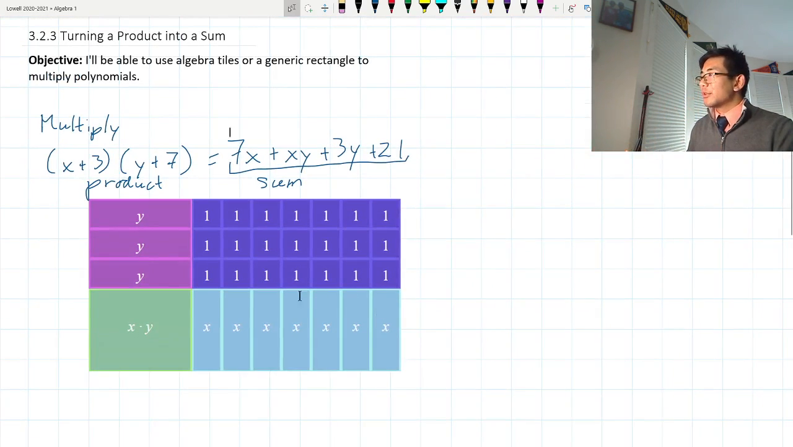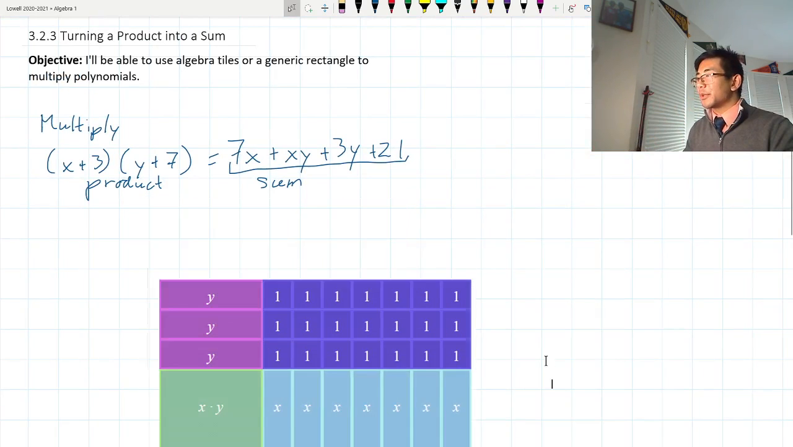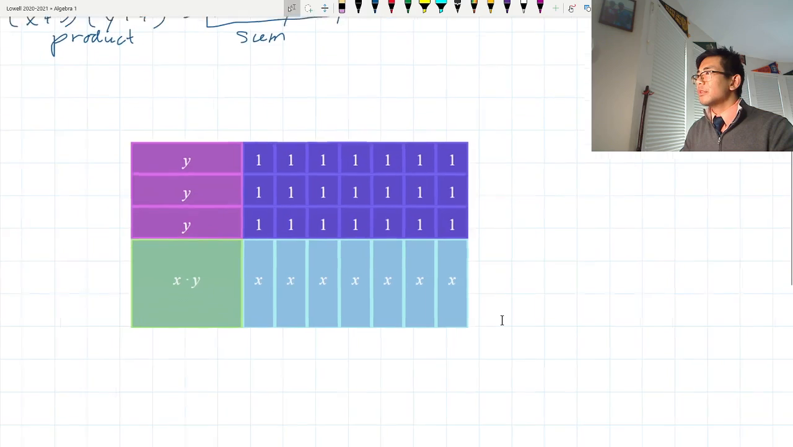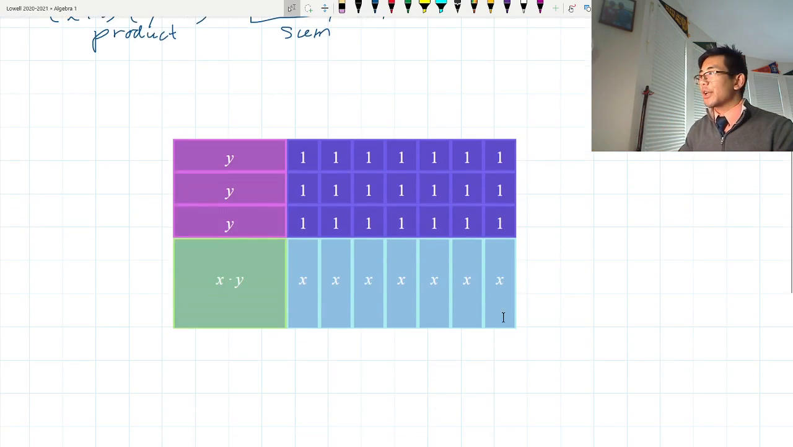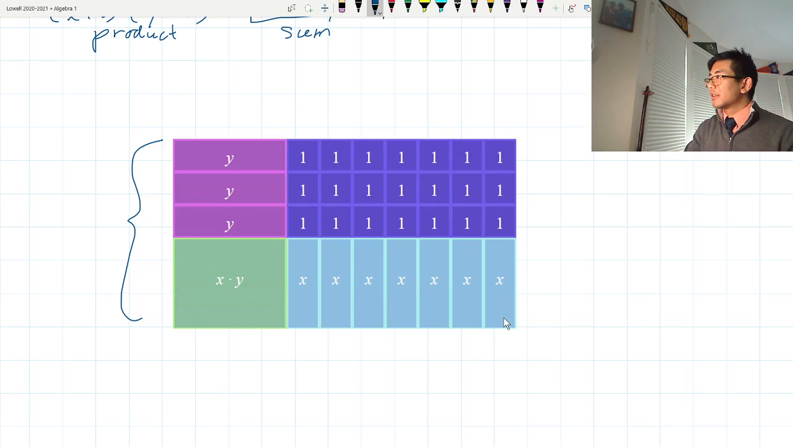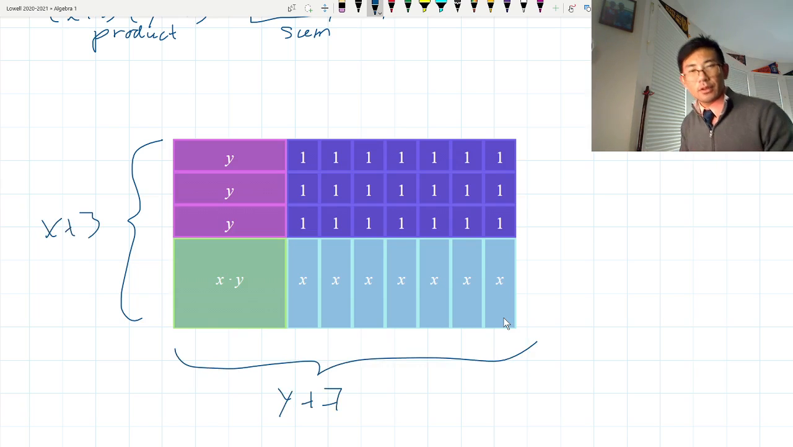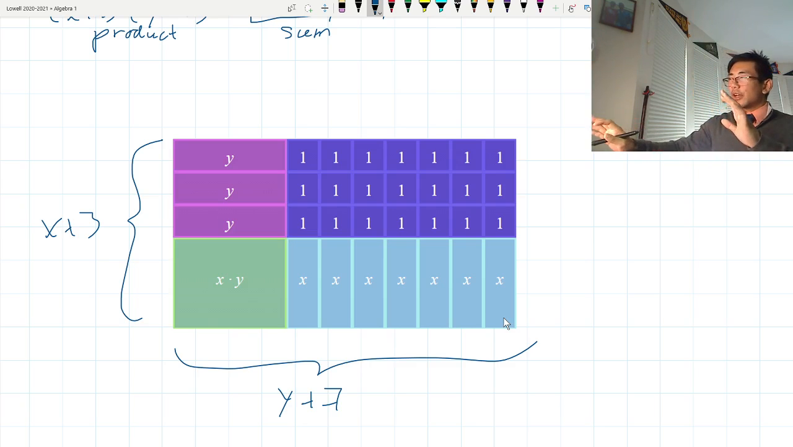Okay, so what I'm going to do is take this rectangle and move it down a little bit. First off, we have to start with the product. We know the product already. The dimensions of this thing are, like we said, x plus 3 by y plus 7.